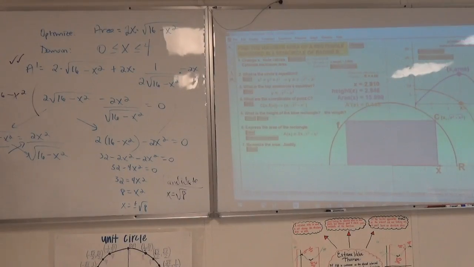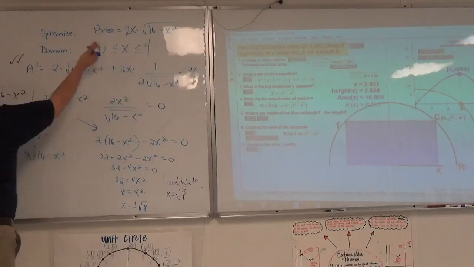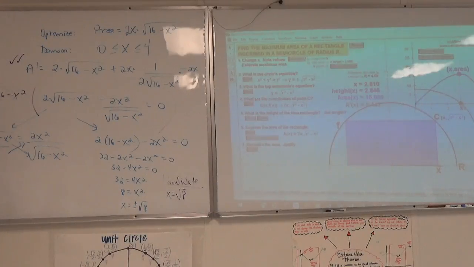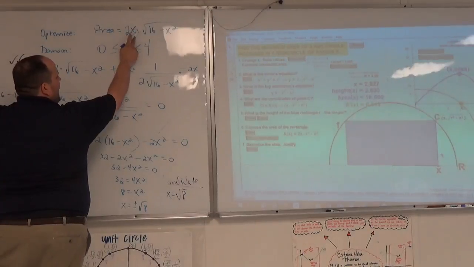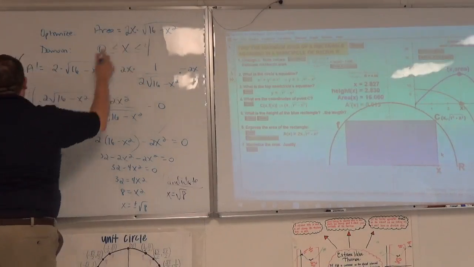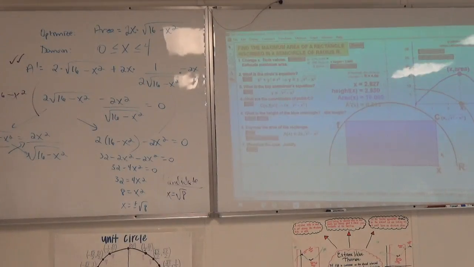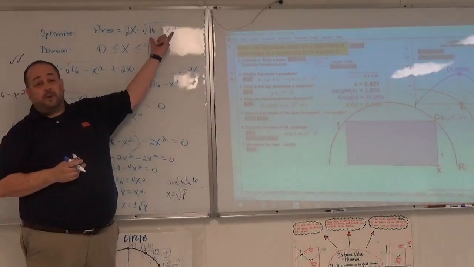Area if x is 0: 2 times 0 times stuff, why do I even bother? 0. If I go to the other extreme, 4, 2 times 4 is 8, times square root of all this stuff over here, which is 0. That seems to match the graph. Now I need to plug in the square root of 8. 2 times the square root of 8. Now this part over here, we're going to be careful.